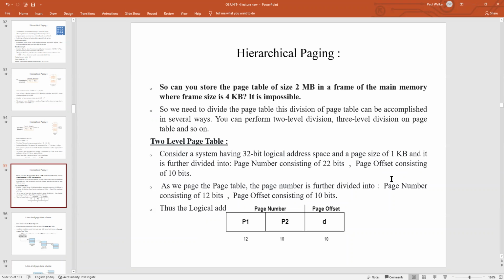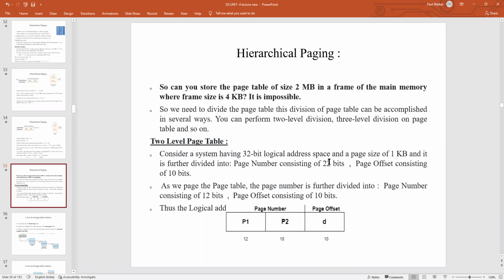So the 2-level page table is nothing but we have a 32-bit logical address space and a page size of 1 KB, and it is further going to divide the particular page number by using the page offset value. Here we have a page number consisting of 22 bits and a page offset value consisting of 10 bits. So this can be divided into 2 sequences. On one side the page number has 12 bits and on the other side it has 10 bits, and the page offset value is a default value and it is represented by 10.